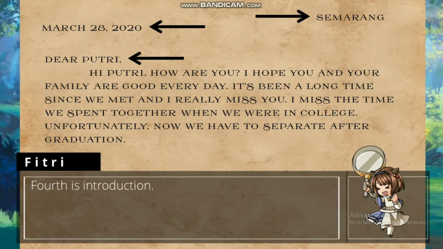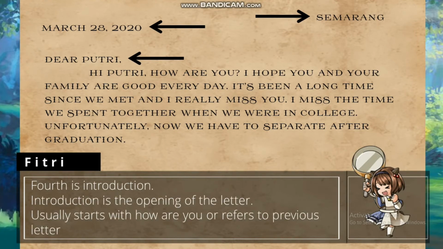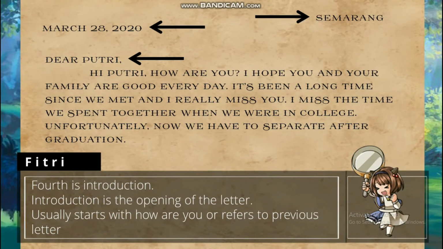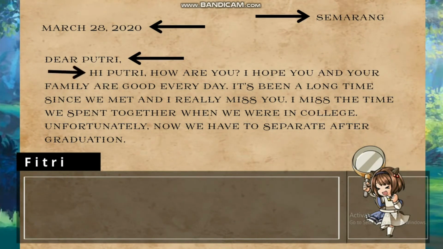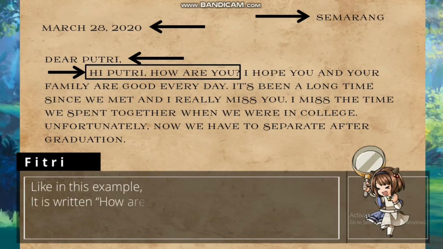Fourth is introduction. Introduction is the opening of the letter, usually starting with how are you or referring to a previous letter. Like in this example, it is written how are you.